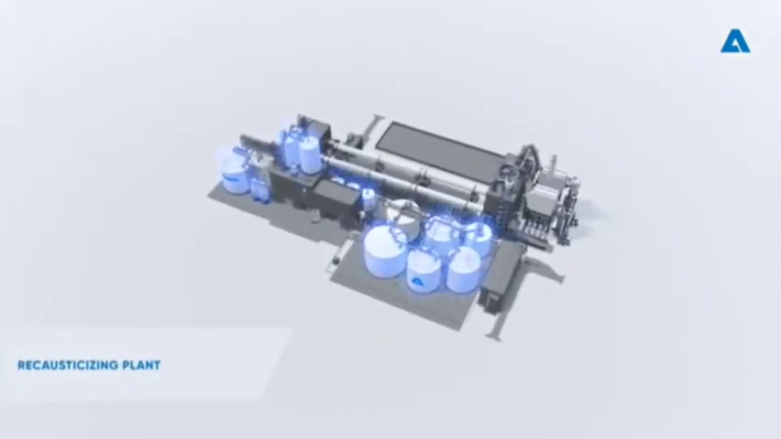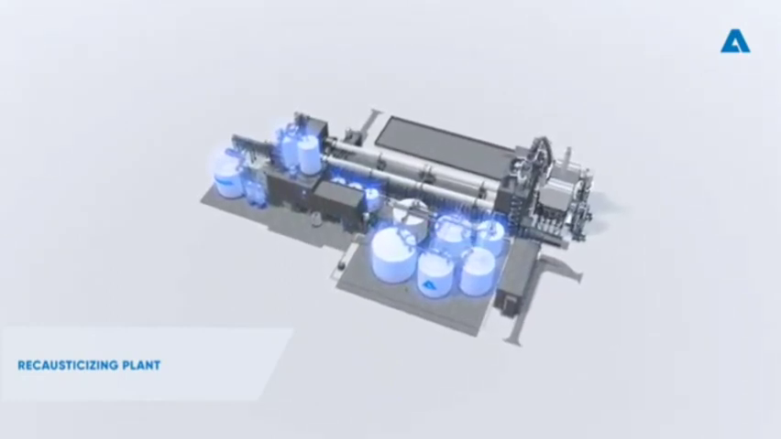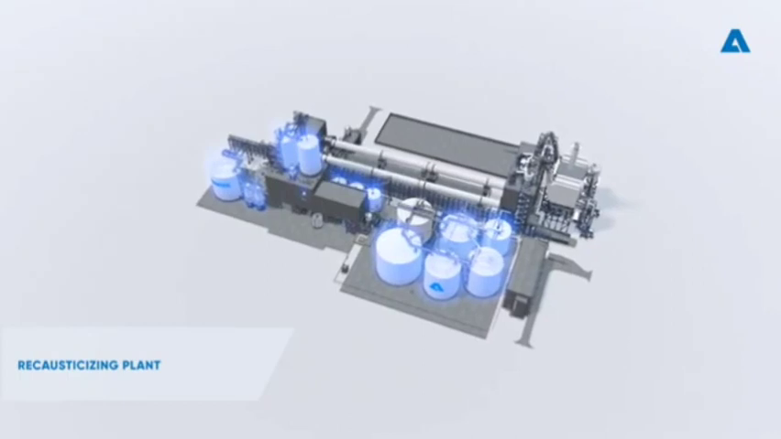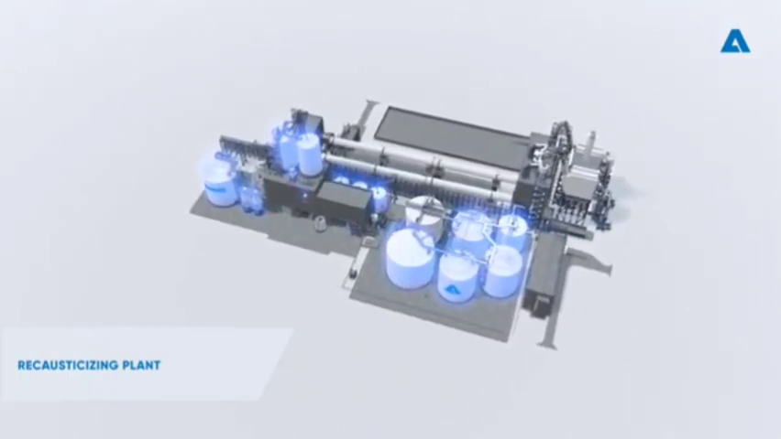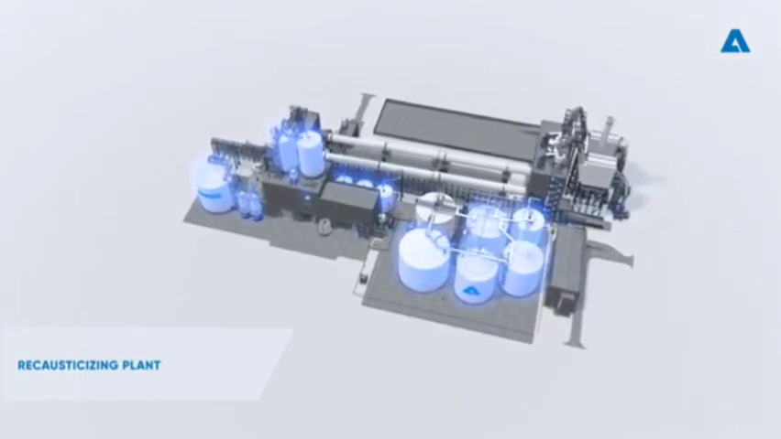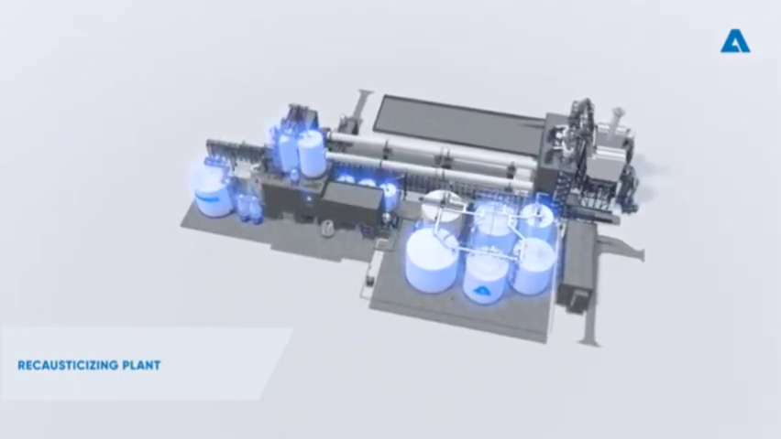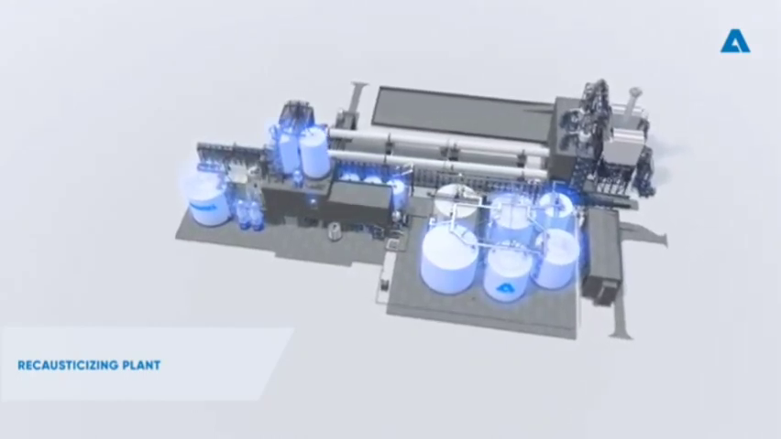The recausticizing plant is designed to produce strong and clean white liquor containing a minimum amount of unreactive chemicals for the cooking process. Green liquor, which is produced as a byproduct of burning black liquor, and burnt lime from the lime kiln are used as raw materials.